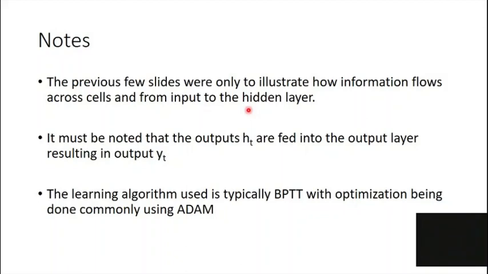So please remember that h of t is not the output of the network, it is the output of the hidden layer of the network. Many people tend to get confused with that, so I thought I will mention this clearly. And again, typically the learning algorithm that you will use is backpropagation through time or truncated backpropagation through time, and optimization algorithm typically is ADAM.